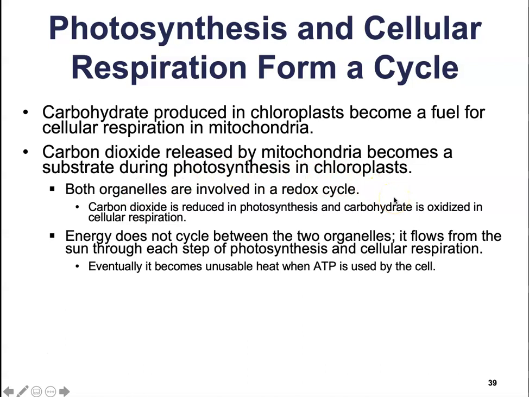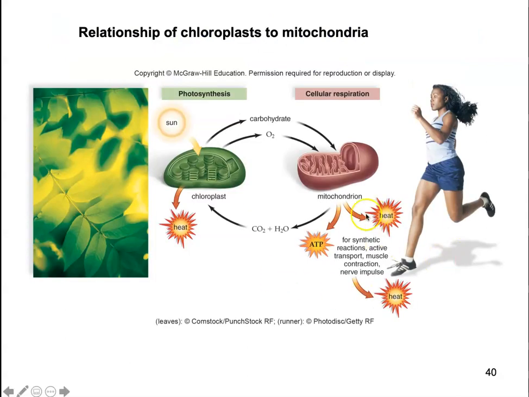Again, you can think about this cycle. Okay. Both organelles are involved in the redox cycle. Okay. Carbon dioxide is reduced in photosynthesis and carbohydrate is oxidized in cellular respiration. Okay. So again, we have this cycle. Okay. So it says energy does not cycle directly between those two organelles, right? It flows from the sun through each step of photosynthesis and cellular respiration. So again, complex. We're going to talk about these two processes in general, and we'll see how that sort of works out, right? So again, it's not this direct cycling through, okay? But you can see how they're related to one another, okay?